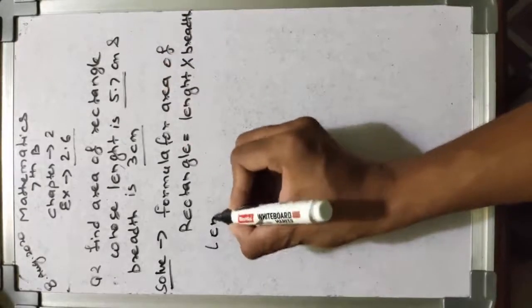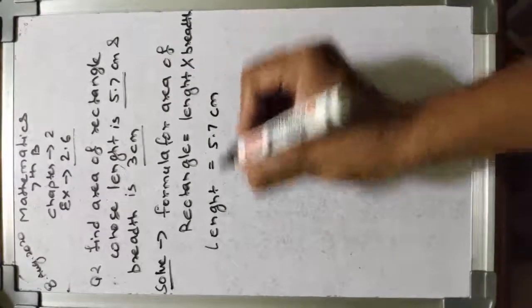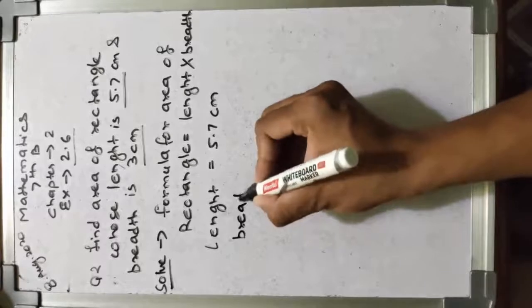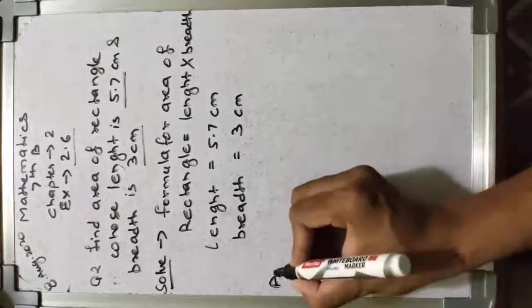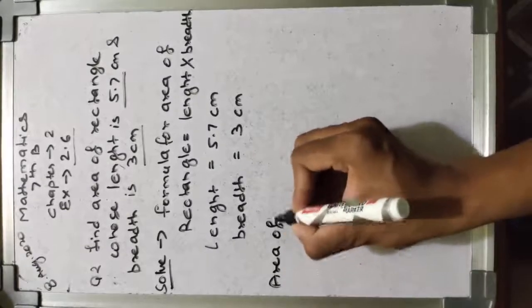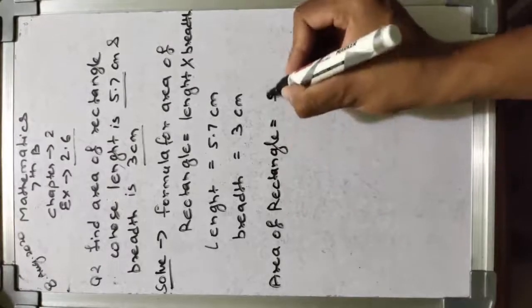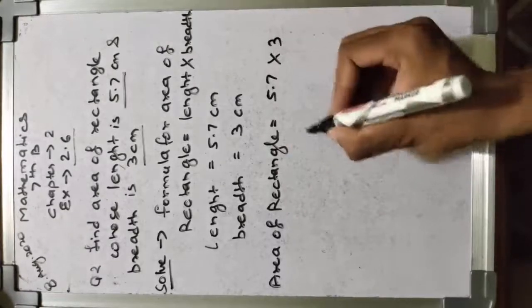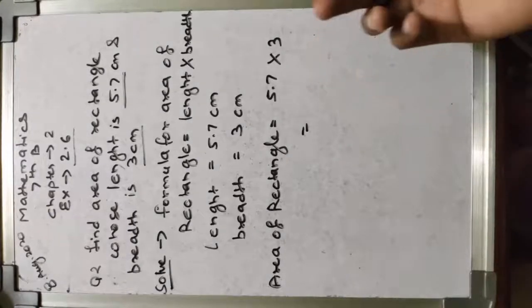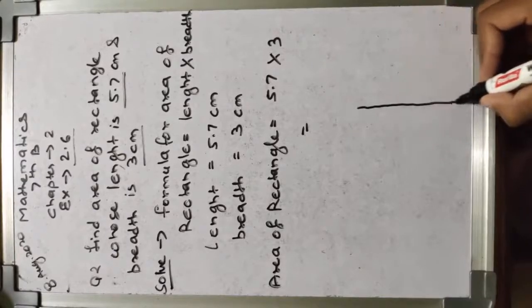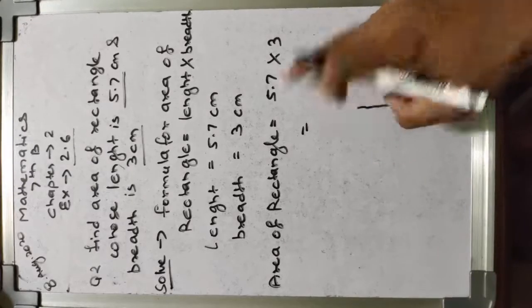What is length? Length is given is equal to 5.7 centimeter and breadth is given 3 centimeter. So area of rectangle is what? Length into breadth. Area of rectangle is equal to 5.7 multiplied by 3. See here you can multiply it by both the methods. You can multiply it directly, like I told you earlier, or you can convert this by dividing it by 10. Whatever suits you.